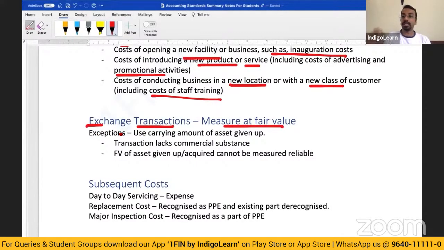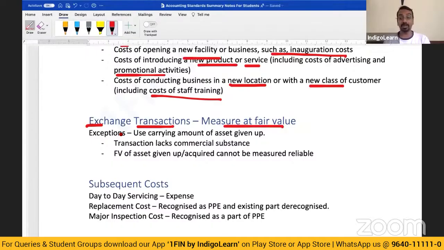I said whenever there is exchange of asset, it has to be measured at fair value. Fair value of which asset? Asset given up, that is the asset which you have given, or asset acquired, the property, plant and equipment that you have acquired. Which one should be used? First preference is asset acquired, okay.